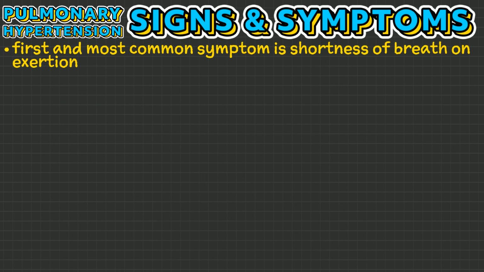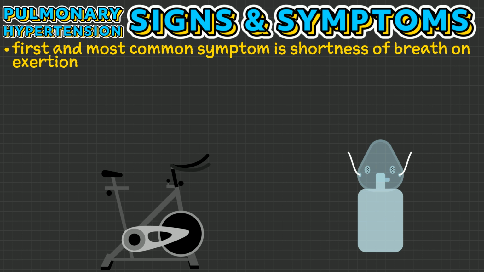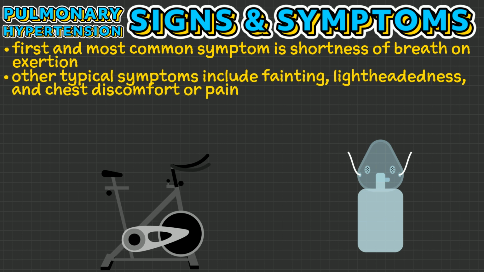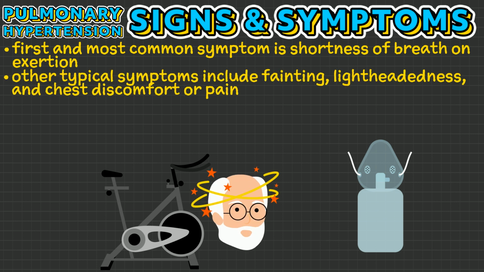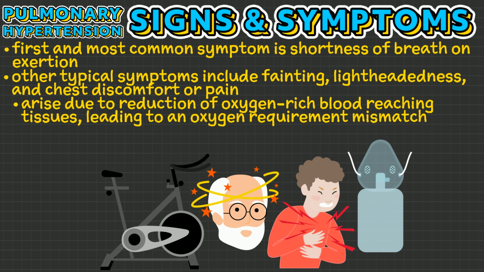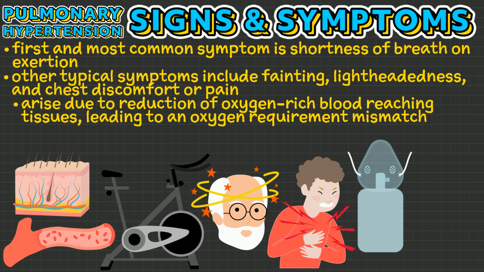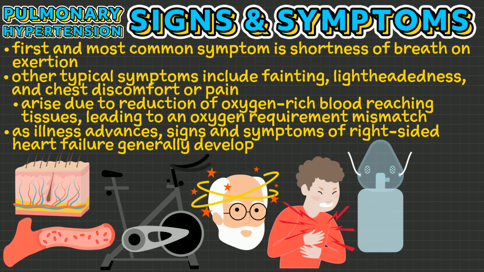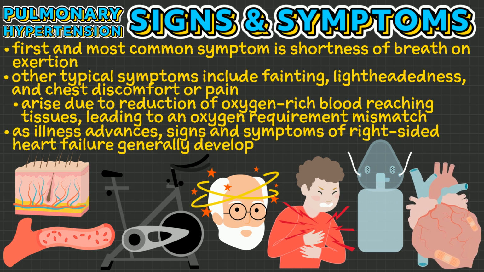The first and most common symptom of pulmonary hypertension is shortness of breath on exertion. Other typical symptoms include fainting, lightheadedness, and chest discomfort or pain. These symptoms arise due to a reduction in the amount of oxygen-rich blood reaching the left side of the heart, and thus systemic circulation in various tissues, leading to an oxygen requirement mismatch. As the illness advances, signs and symptoms of right-sided heart failure generally develop.